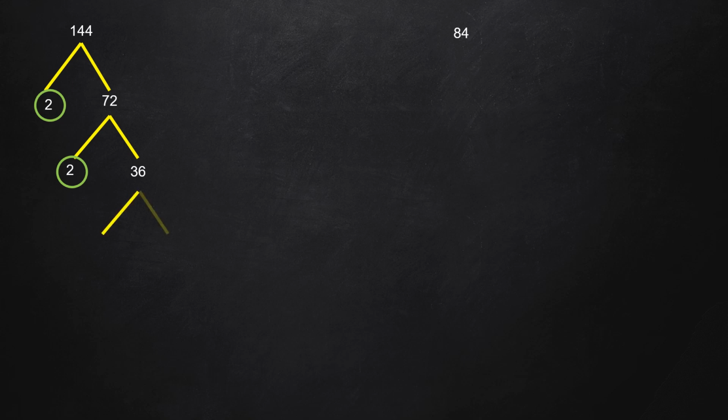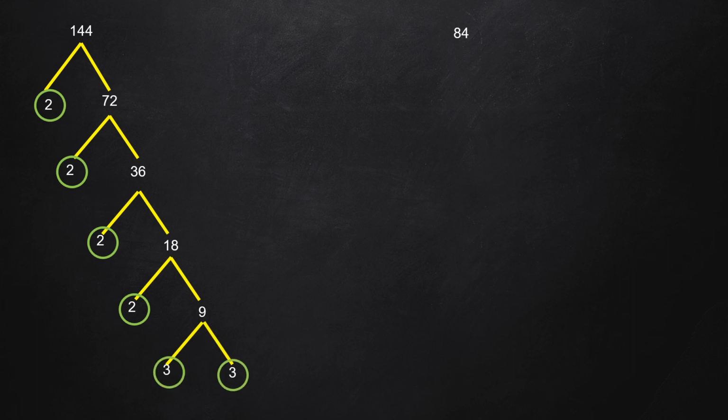36 divided by 2 equals 18. 18 divided by 2 equals 9. 9 makes the last prime numbers, it is 3 times 3. Remember, when you do this one, do not forget to circle all the prime numbers. So I have circled all the prime numbers there.